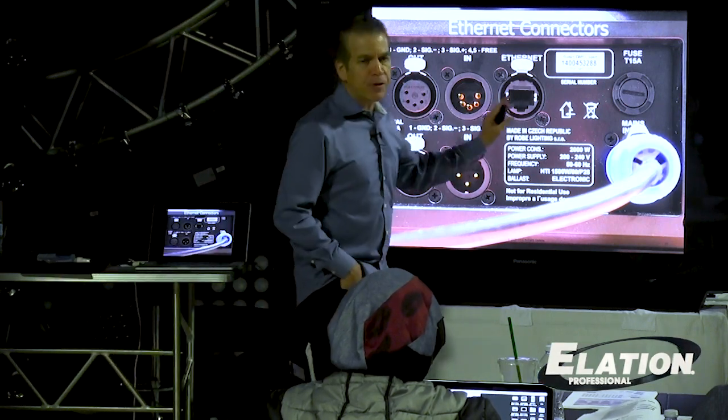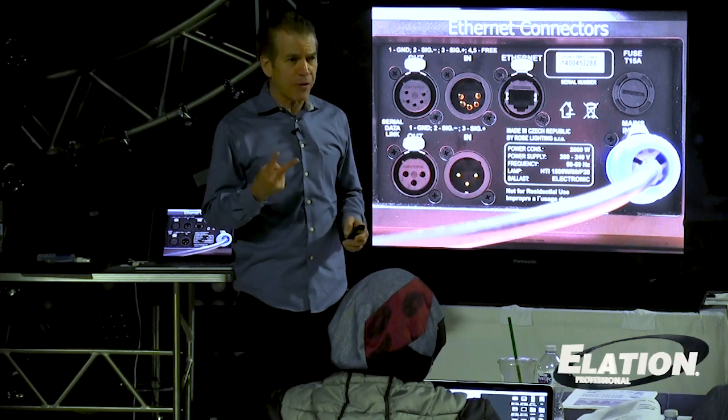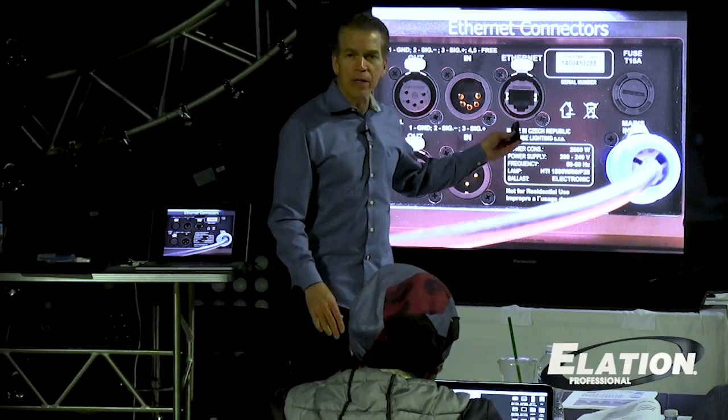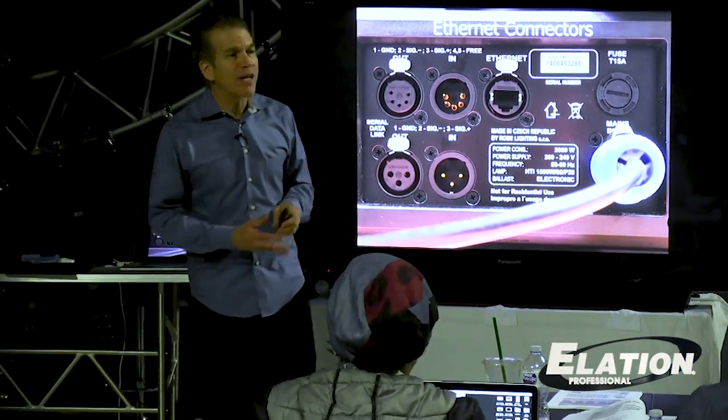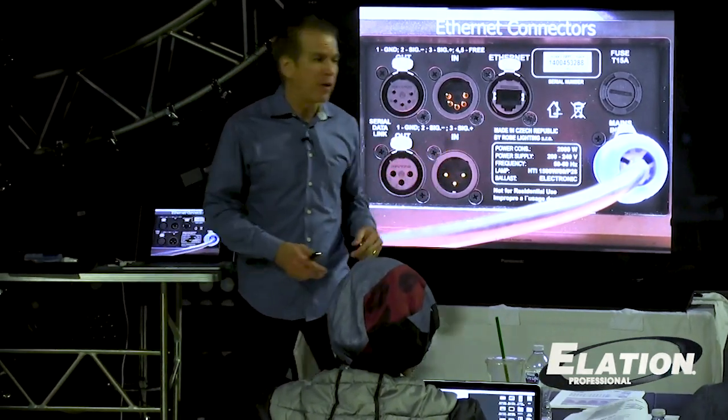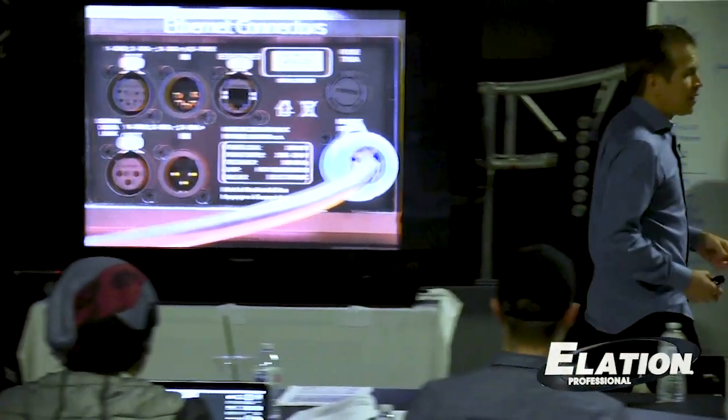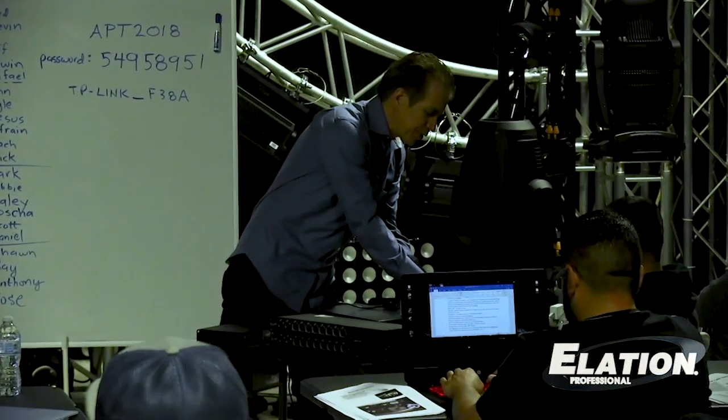Now, if you look at a fixture, and it has two Ethernet connectors on it, one will be labeled input, one is labeled output. That's an example of a fixture that has a two-port switch built into it. You know, a switch is how you build a network. So this is a switch.